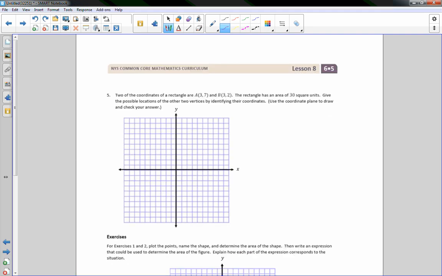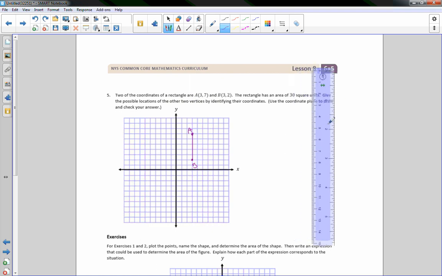Okay, number 5. Two of the coordinates of a rectangle are 3, 7. So if I go over 1, 2, 3, and up 7, which is right here, there's 3, 7, that's A. And B is 3, 2: over 1, 2, 3, up 1, 2, that's B. Okay, it says it is a rectangle. So this is a line segment, AB. So I can draw this side up right now. Okay, so there's side AB.